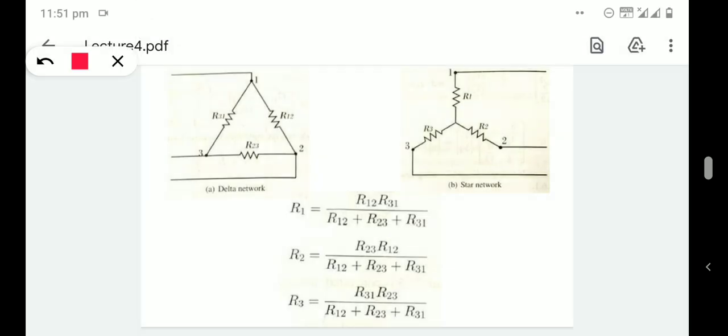we need to find out R12 into R31 divided by R12 plus R23 plus R31. Okay, if we need to find out R12 into R23 divided by R12 plus R23 plus R31. Then if we find out R3, ഈ പോയിൻ്റാണ്, സോ R23 into R31 divided by R12 plus R23 plus R31.